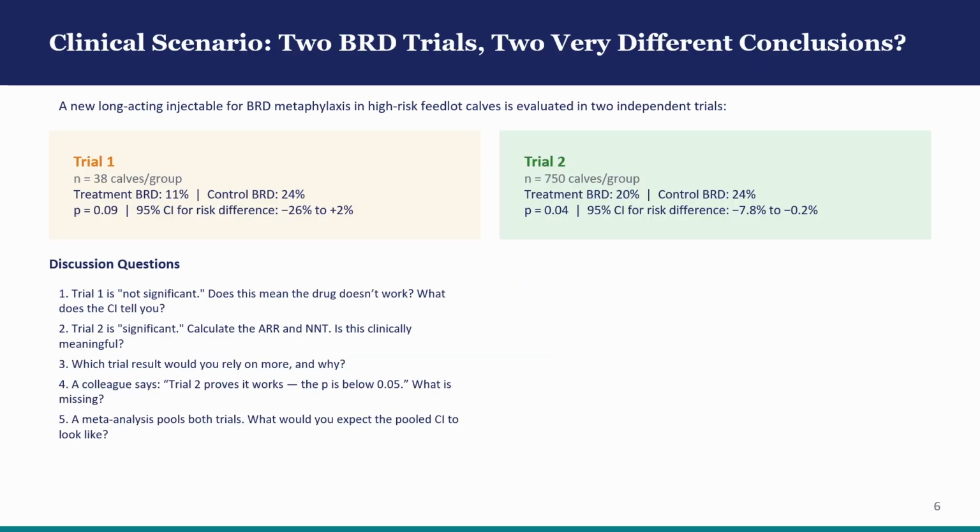This scenario applies everything from Talk A in one realistic case. Pause the video and see if you can work through the questions. Then we'll work through them together.